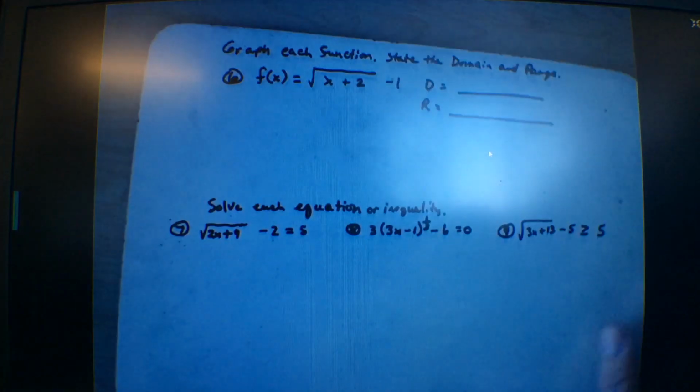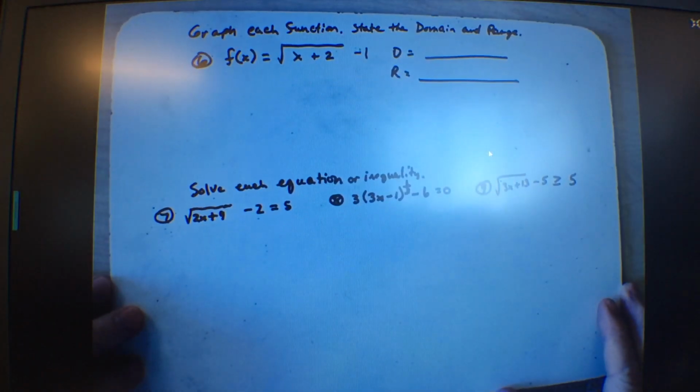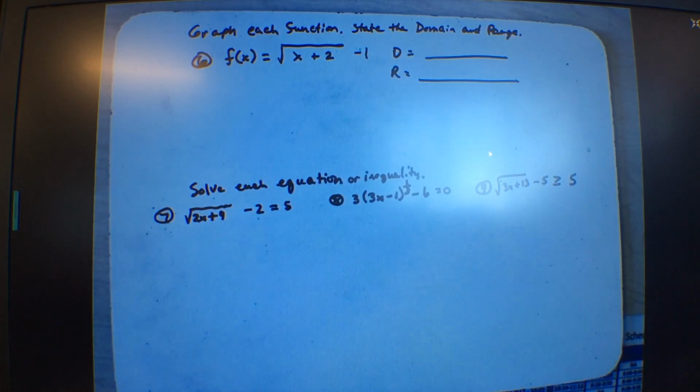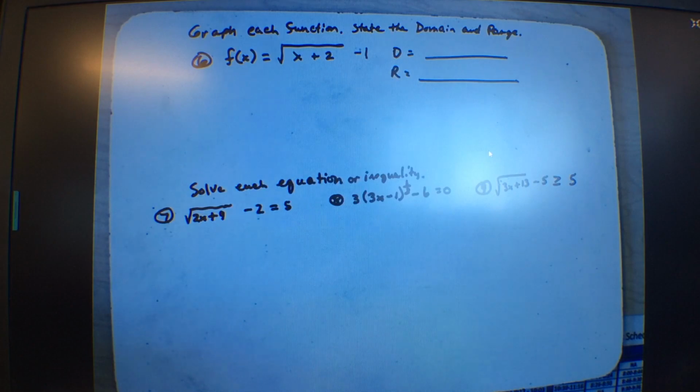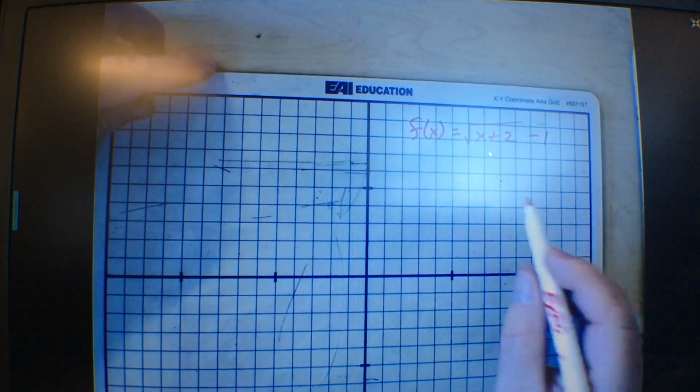So next set is graph each function, state the domain and range. So we're going to graph this in a minute. Well, let's graph it now, shall we? While we got it. Okay, so the graph is, I'll write it on here, f of x equals the square root of x plus 2 minus 1. All right, so right like that.